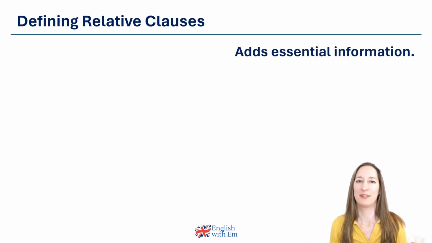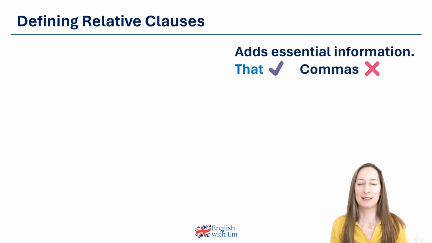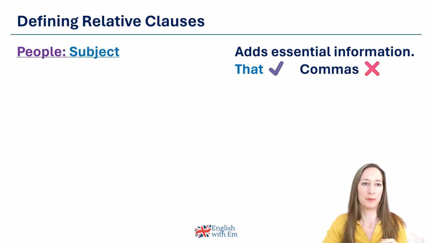Okay, so a defining relative clause adds essential information to a noun. We can use that, but we don't use commas. So you can think of a defining relative clause as basically an adjective phrase. It describes the noun that it follows. And let's start by looking at people, and we're going to talk about subjects first. And we use who or that.